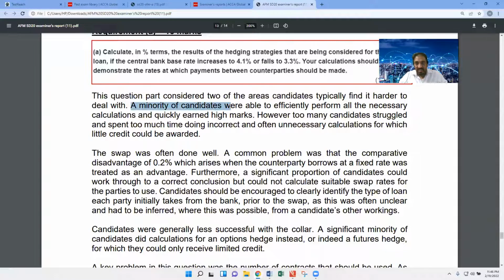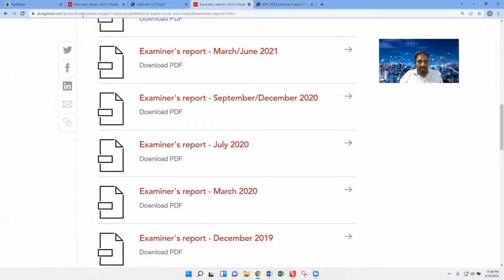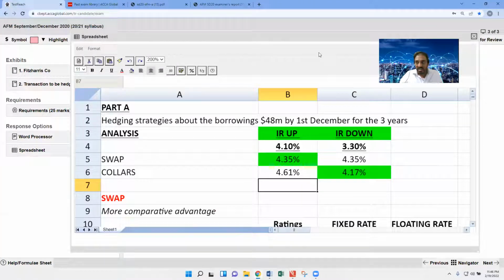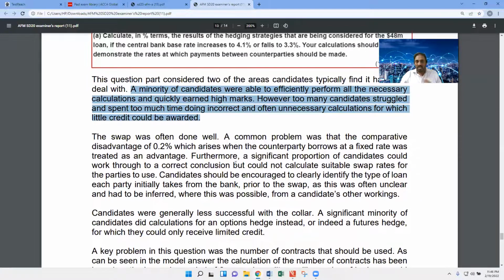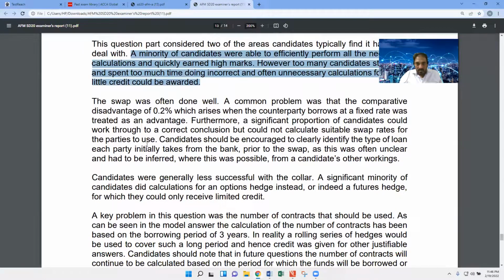A minority of candidates were able to efficiently perform all necessary calculations and quickly earn high marks. Too many students struggled, spent too much time doing incorrect and often unnecessary calculations for which little credit could be awarded. The examiner is saying that you can save time here and work this out with this point: whenever you are reading the question, highlight the important points like this. That's important. Don't spend too much time.